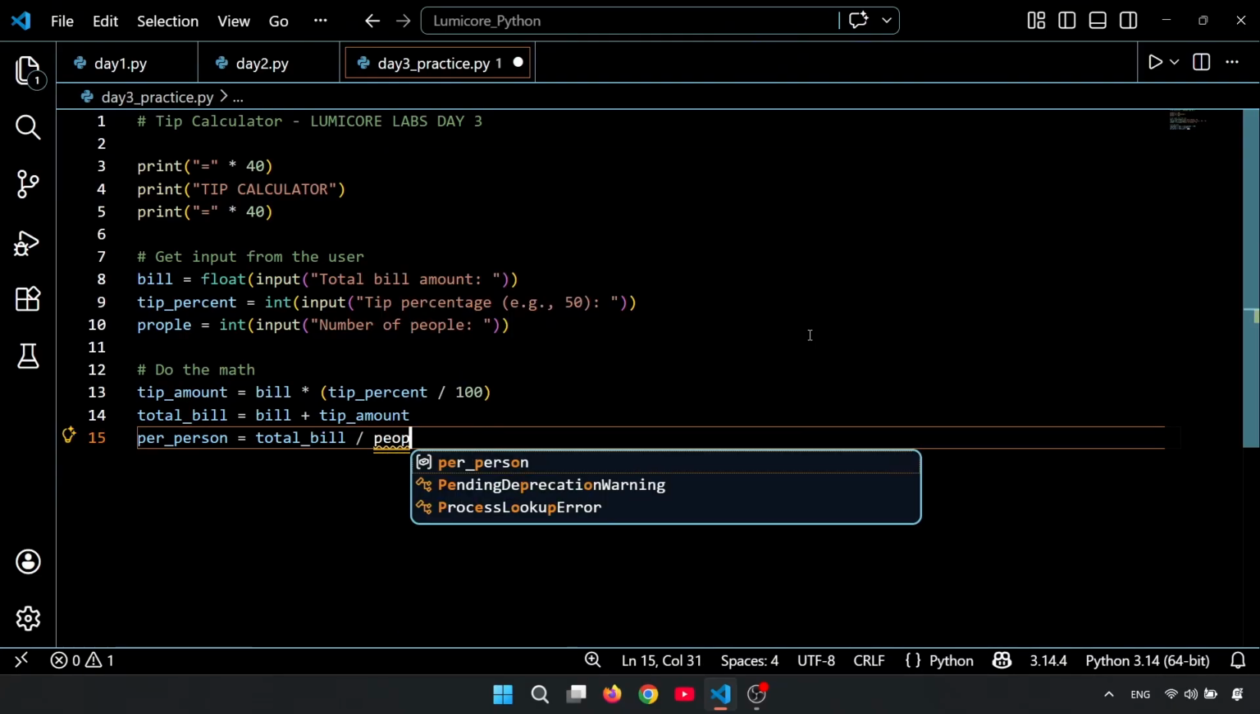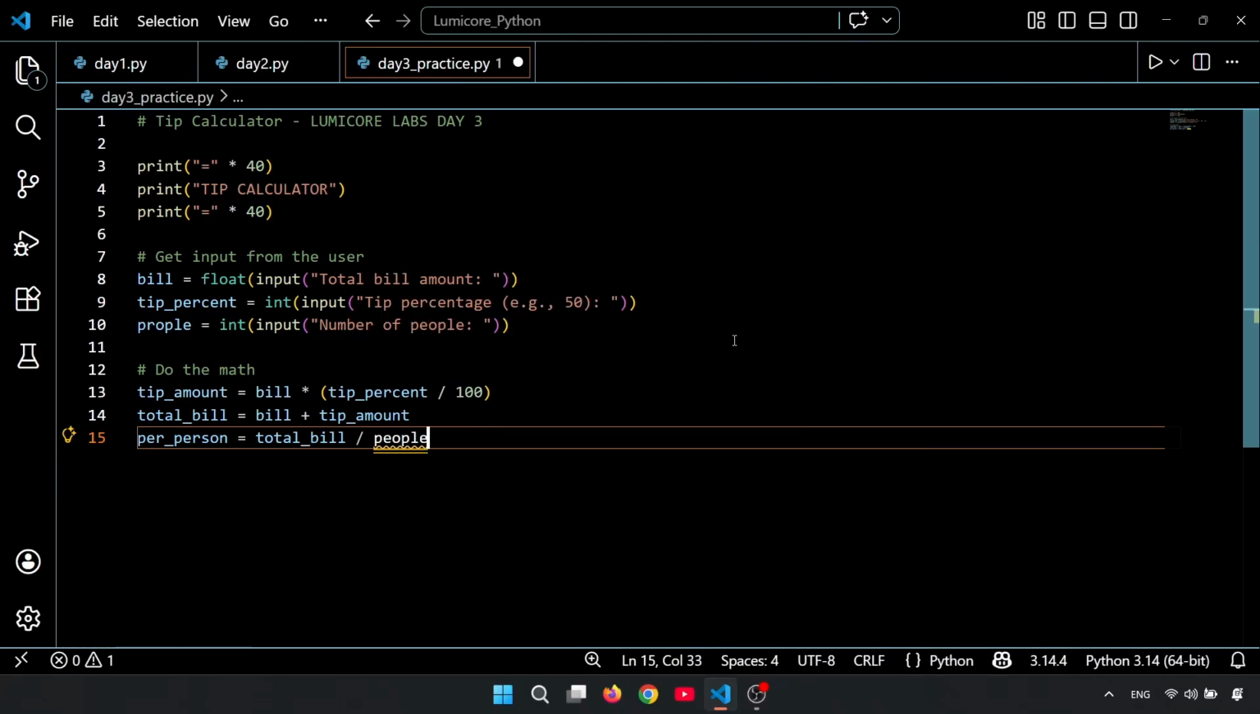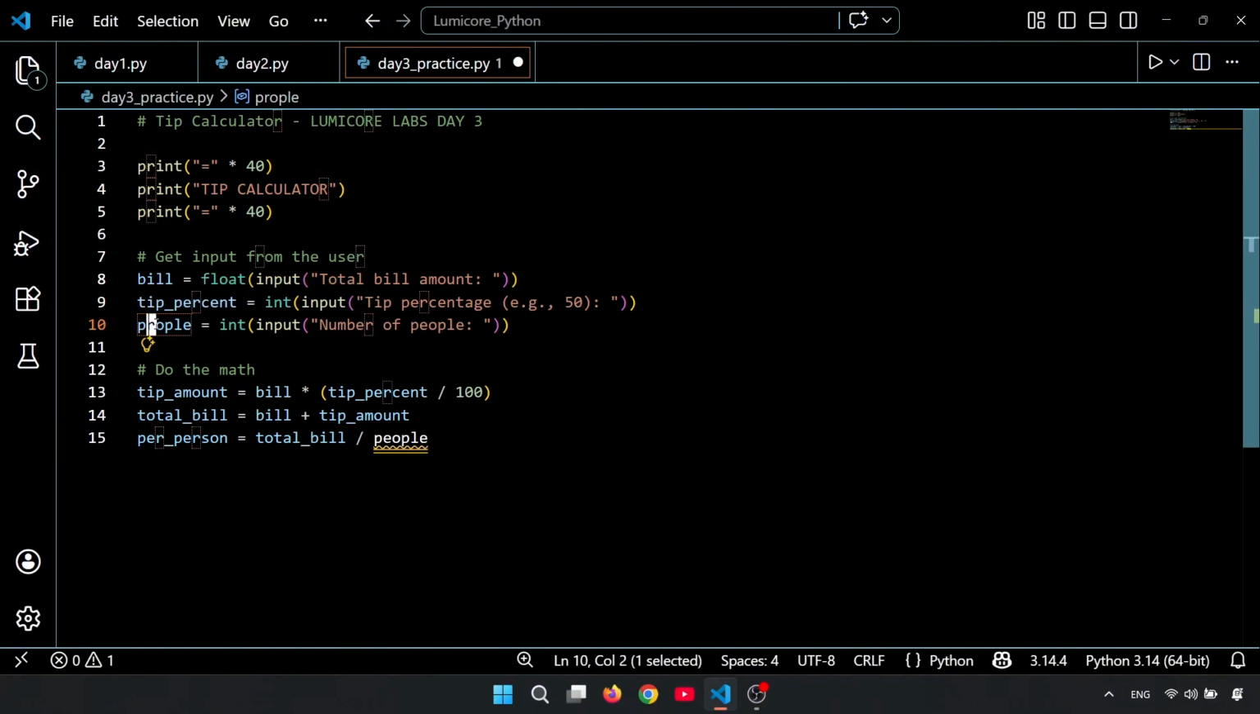It looks like I misspelled the variable name. I wrote propel instead of people. Let's fix that.